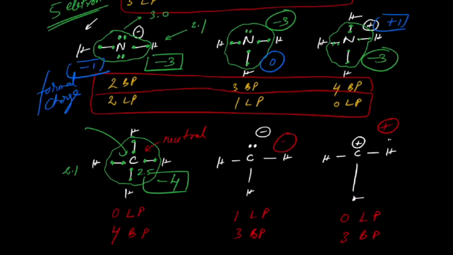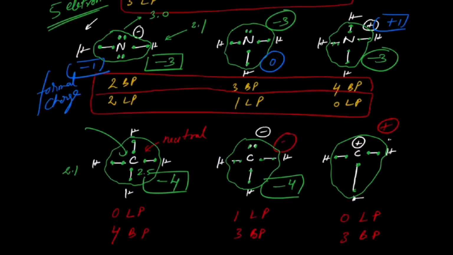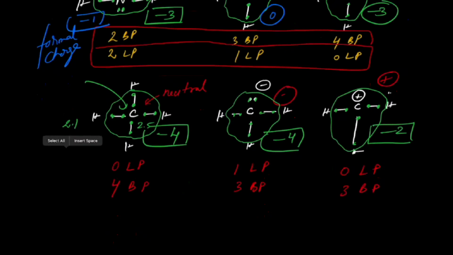Formal charge is 0. Here again 1, 2, 3, 4, 5, 6, 7, 8. So it has 4 extra electrons. But here it is 1, 2, 3, 4, 5, 6. So only 6 electrons come. So it has only 2 extra electrons. So here oxidation state of carbon is how much? -2. Let me give you some other examples quickly.